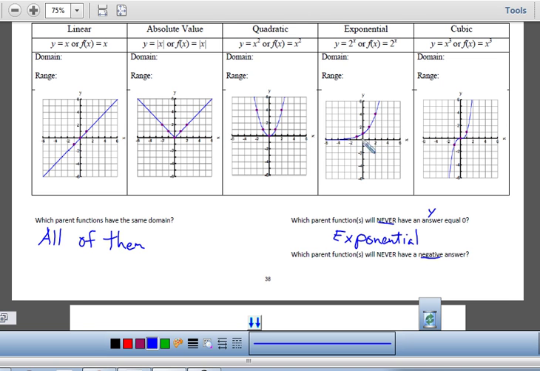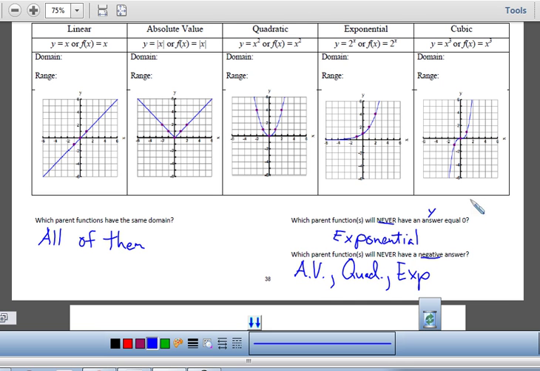So, again, which of them will never cross over the x-axis? Now, quadratic and absolute value touch it, but they won't cross over it. And we already know exponential will never touch the x-axis. So those three are the ones that will never have a negative answer: absolute value, quadratic, and the last one, exponential.